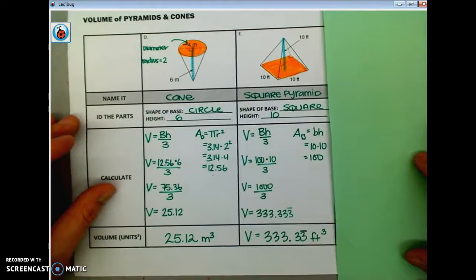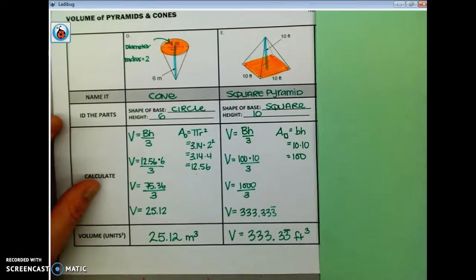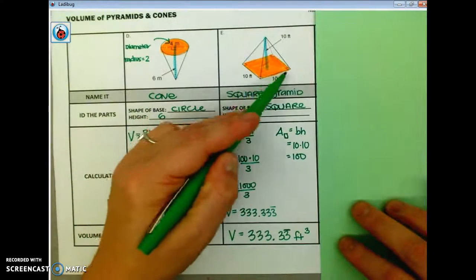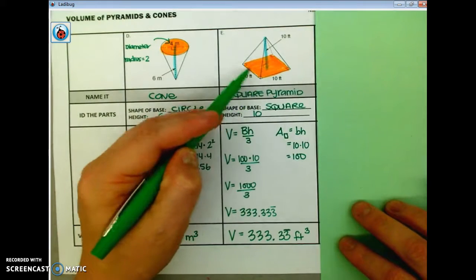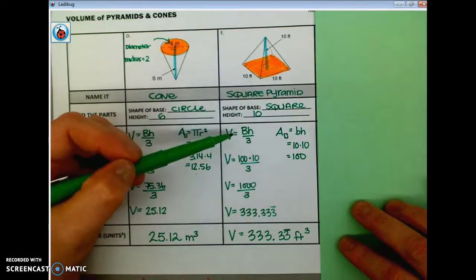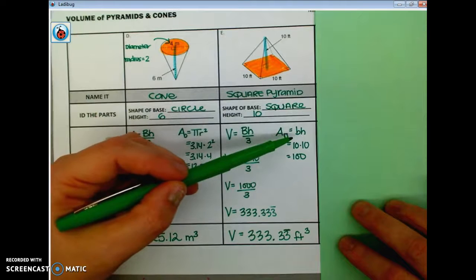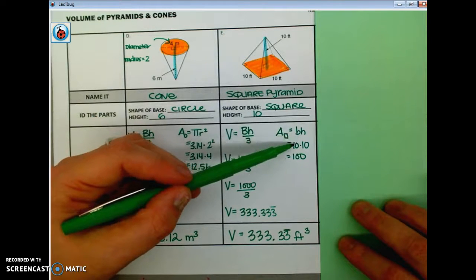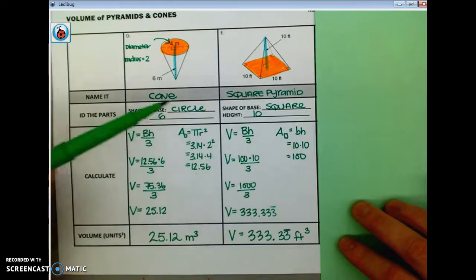For letter E, it was a square pyramid because all the sides were the same, 10 by 10. So you could have done base times height, you could have done side squared, whatever, it's the same thing. 10 times 10 is 100.